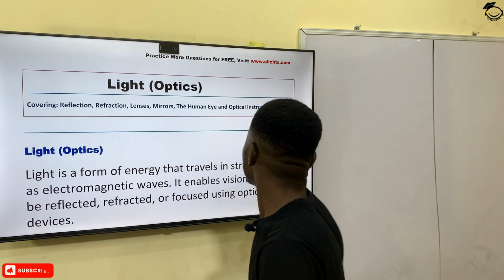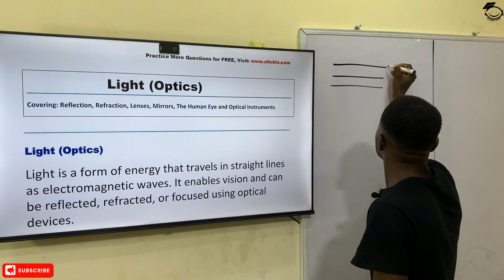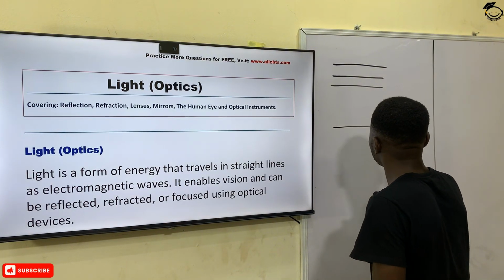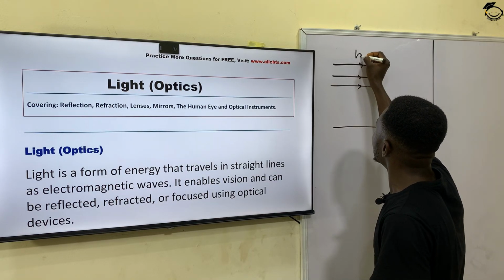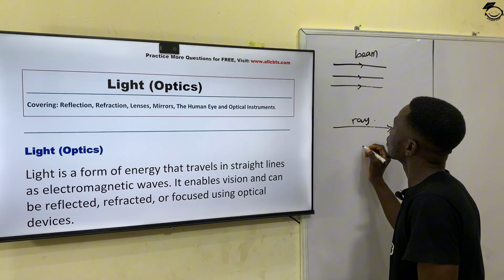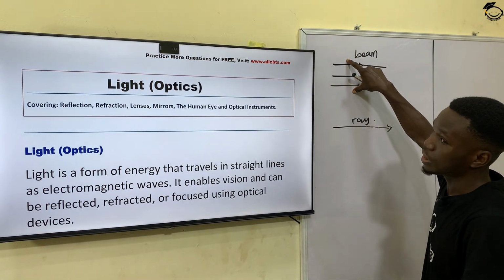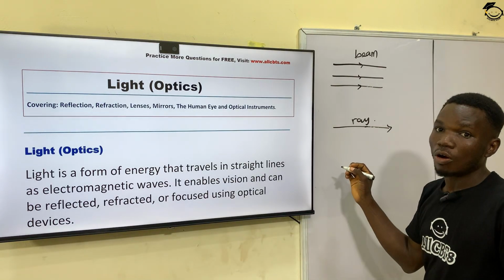And it usually travels in rays. So this is a ray of light. Just one of it is a ray of light. And when I have two or more of it, it is called a beam of light. So this is a beam and this is a ray of light. So I have a beam of light traveling in a parallel direction. I can also have beams of light in other forms.